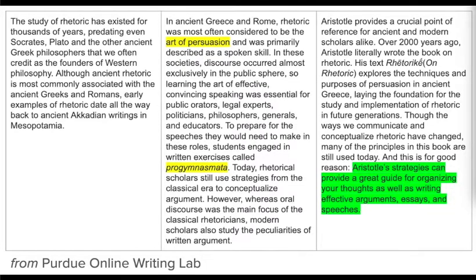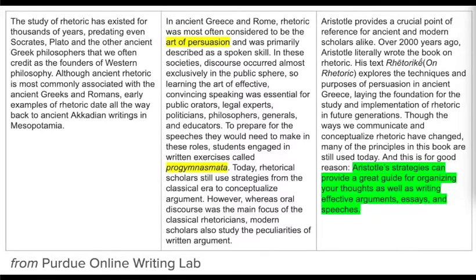In ancient Greece and Rome, rhetoric was most often considered to be the art of persuasion, and I've said this over and over and over throughout the year. And it was primarily described as a spoken skill. In these societies, discourse occurred almost exclusively in the public sphere, so learning the art of effective convincing speaking was essential for public orators, legal experts, politicians, philosophers, generals, and educators.